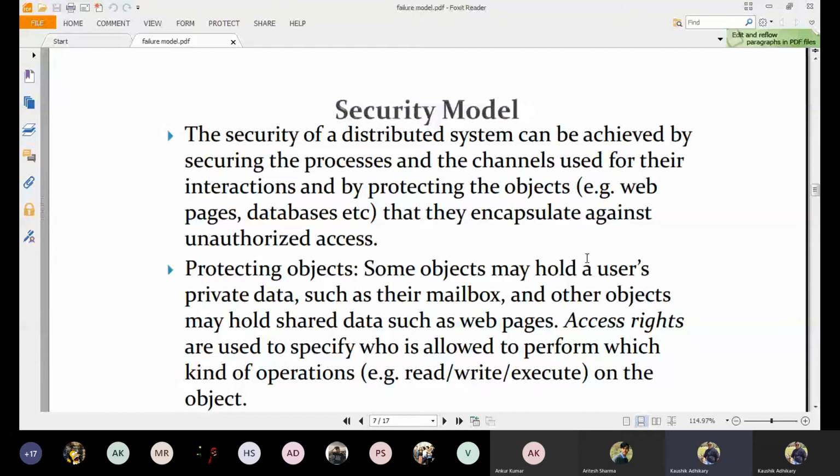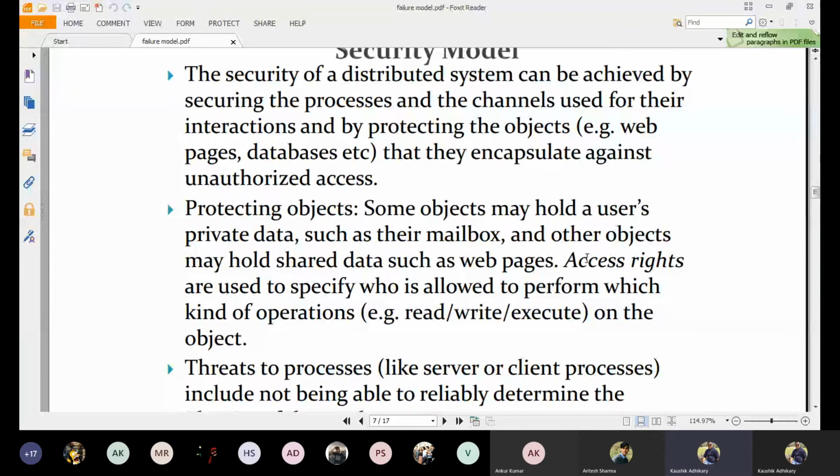So in a distributed computing system, we treat every system, every process, every channel as an object. Every object has some properties. A channel has a property, a system has a property, a sender has a property, a receiver has some properties. So all of these are objects. Our mailbox is an object. So we should protect the objects.